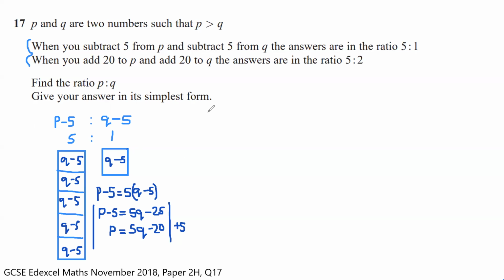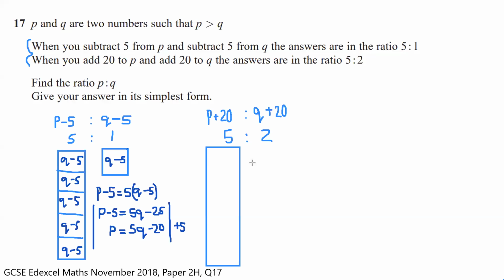So when we add 20 to P, P plus 20, and we add 20 to Q, the answers are in the ratio 5 to 2. I realised I've drawn that miles further over. Okay, this one obviously is a step further. It's a little bit more complicated, but that doesn't mean that we can't do it. It just means that we've got to work a little bit harder. So again, another set of ratio boxes. We can draw them 5 to 2.